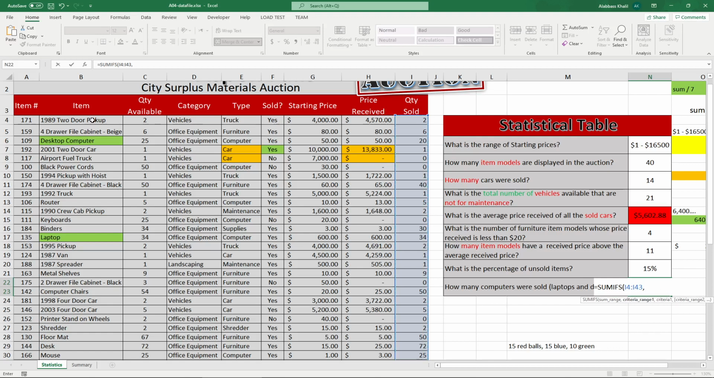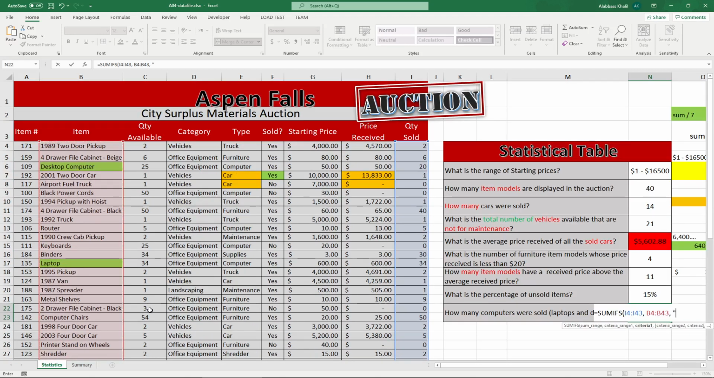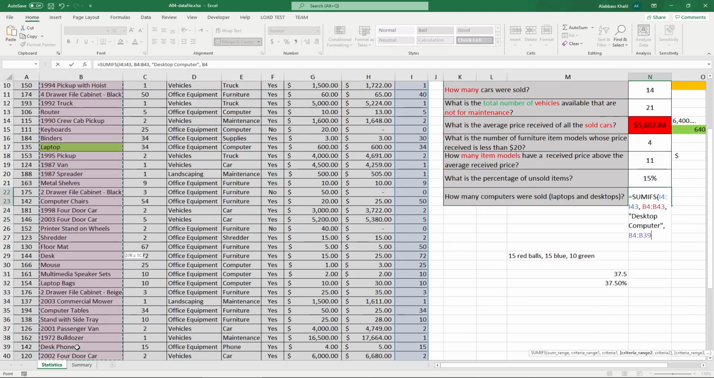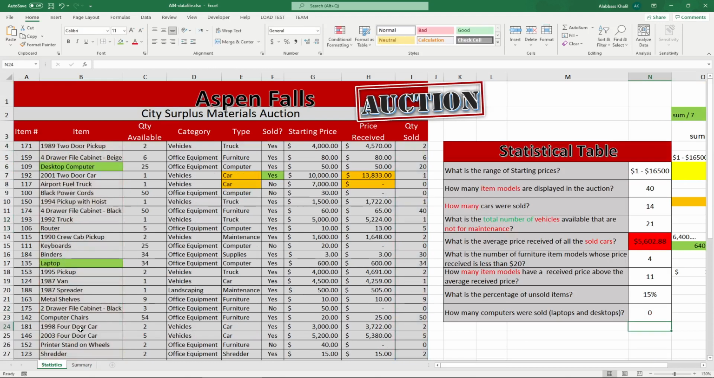All right, now the criteria range, which is items, and I want it to be desktop computer, and then again, now I want it to be a laptop. So my conditions are, I wrote them correctly, but if I press enter, I get 0. Why is this? What did I write?